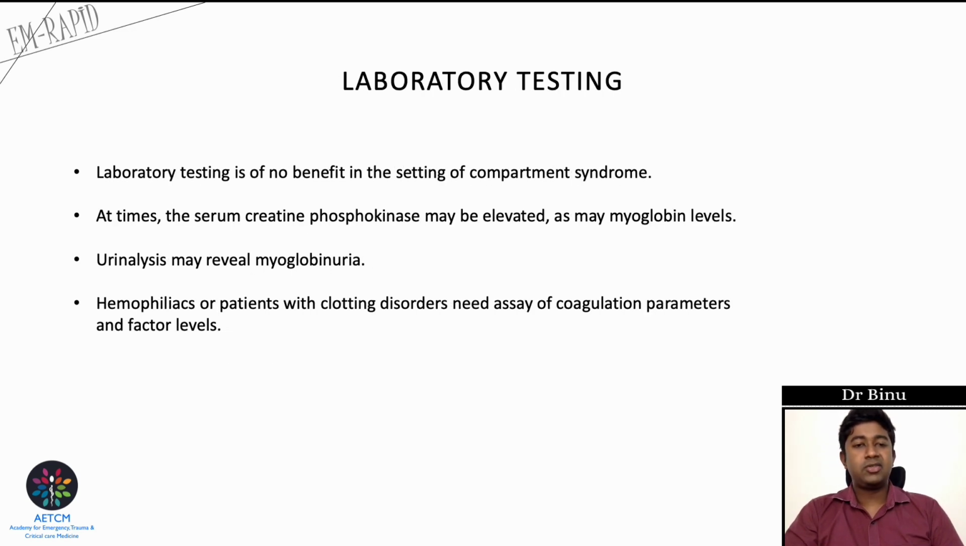Laboratory testing has no benefit in diagnosing compartment syndrome. At times the serum creatine phosphokinase may be elevated, as may be myoglobin levels, and urine analysis may also reveal myoglobinuria. Hemophiliacs or patients with clotting disorders need assays for coagulation parameters and factor levels for correction.